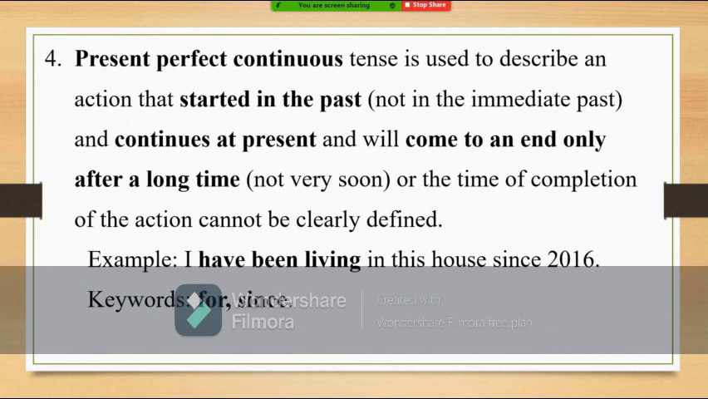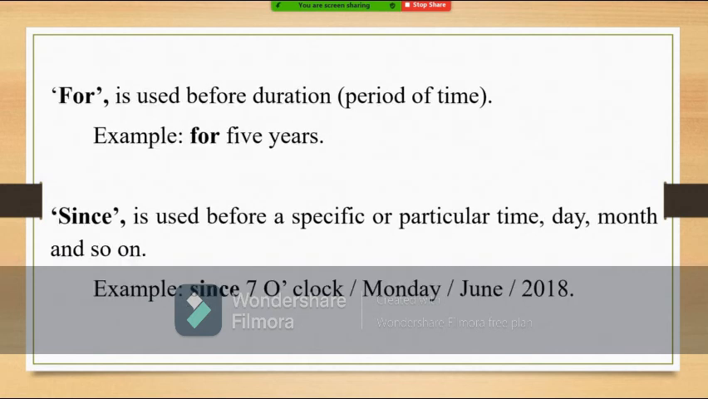There are two keywords for present perfect continuous tense. They are for and since. For is generally used before duration. Duration means a period of time. For 5 years, for 3 hours, for 5 months, 6 months, like that. There will be a number of months or number of hours, number of years.